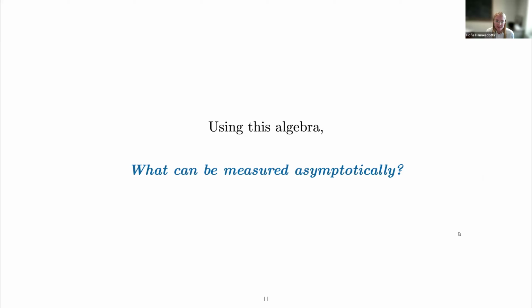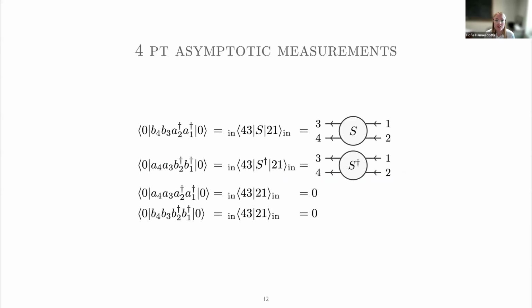So using this algebra, what can be measured asymptotically? So let's start at 4 points. Assume that we have 4 particles in our process. So here we can string together 2 A operators and 2 B operators. Actually, because of stability, we always have to have basically 2 A's or 2 B's adjacent to the vacuum. So one thing we can get is this B4, B3, A2 dagger, A1 dagger.